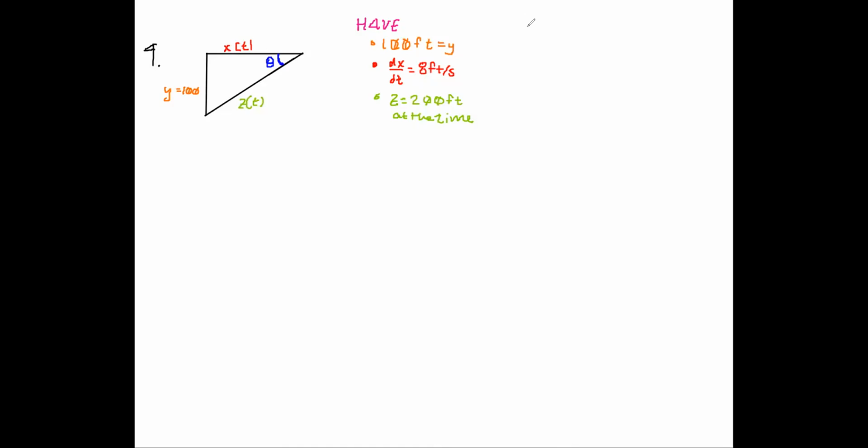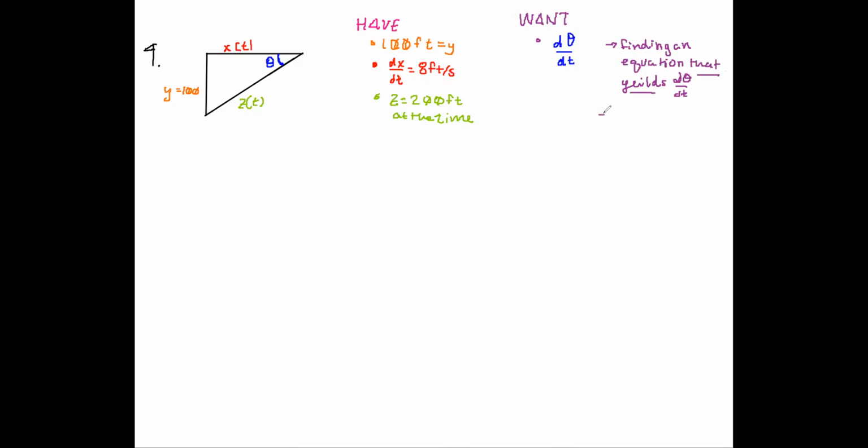So, what do we want? What we want is d theta dt. So the steps to getting where we want to go include finding an equation that yields d theta dt. What do I mean by that, yields?